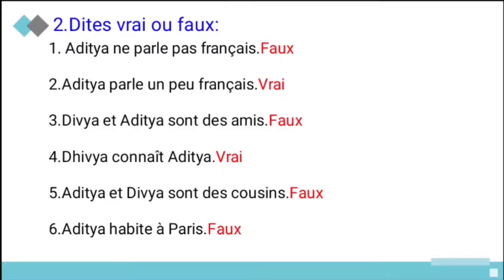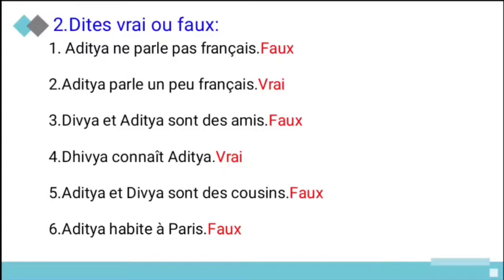False. And Divya connaît Aditya. So Divya knows Aditya. No. So the answer is 4. Here I made a mistake. So you change that to 4 only. That's a false. And next, fifth one, Aditya and Divya sont des cousins. So these two characters are cousins. No. So the answer is false. And Aditya habite Paris. Aditya lives in where? Paris. No. So the answer is what?